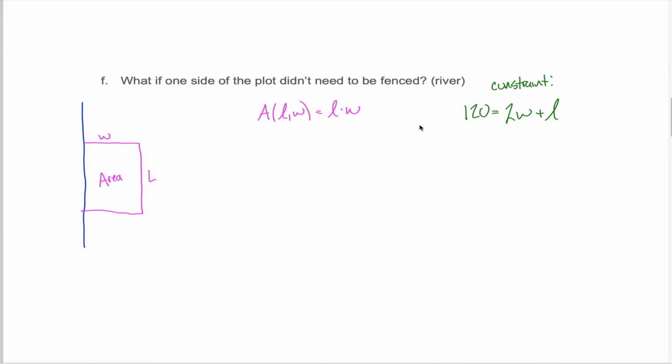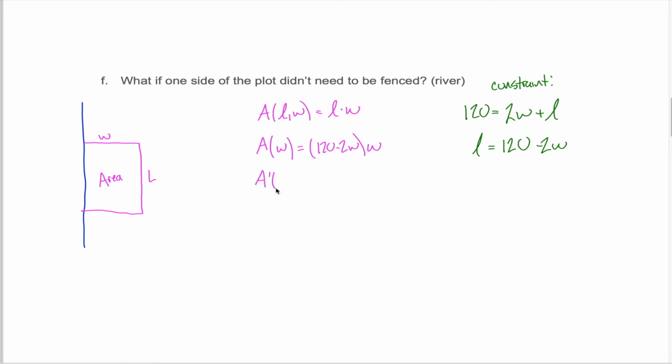So just like we saw before, we want to pick one of our variables here. It doesn't matter which one we pick. Maybe I'll pick L again and solve for that variable. See, if I subtract 2W from both sides of the equation, I get L as 120 minus 2W. Now that I've written L in terms of W, I can substitute that in here. Instead of L times W, I'll say it's 120 minus 2W times W. I can change the L into 120 minus 2W because my constraint allowed me to solve for L in terms of W. If I want to optimize the area, I have to find critical values.